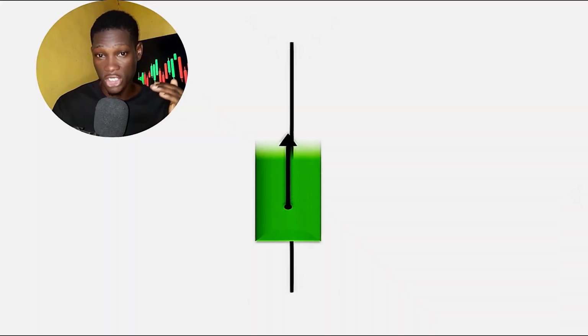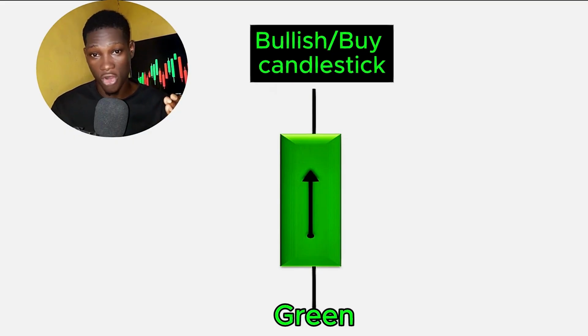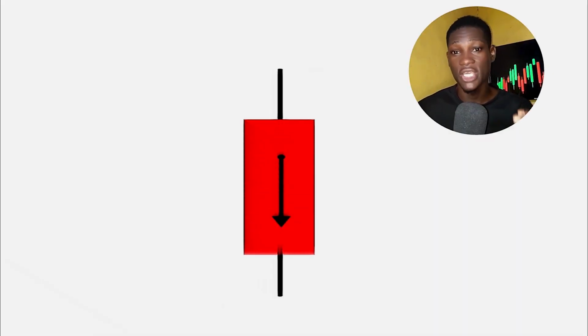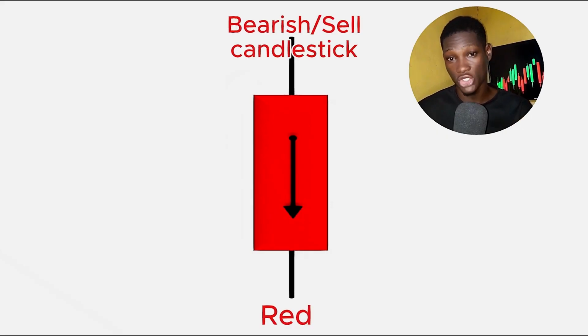If the closing price is greater than the opening price, it implies that the price of the asset or the currency increased within that time period, and the candle is usually green, called a bullish or a buy candlestick. On the other hand, if the closing price is less than the opening price, it implies that the price of the currency decreased in that time period, and it is usually red, called a bearish or a sell candlestick.